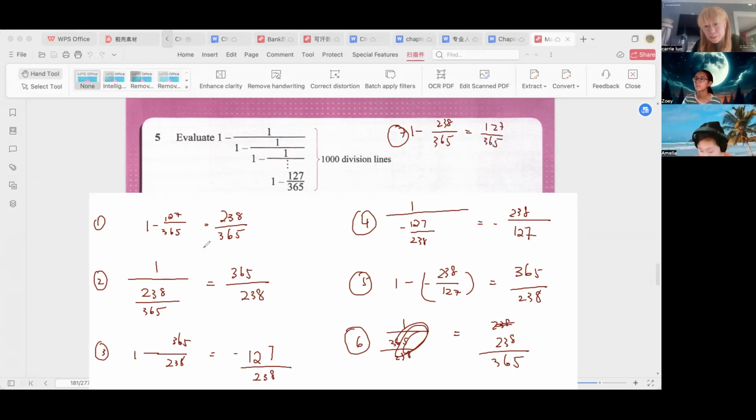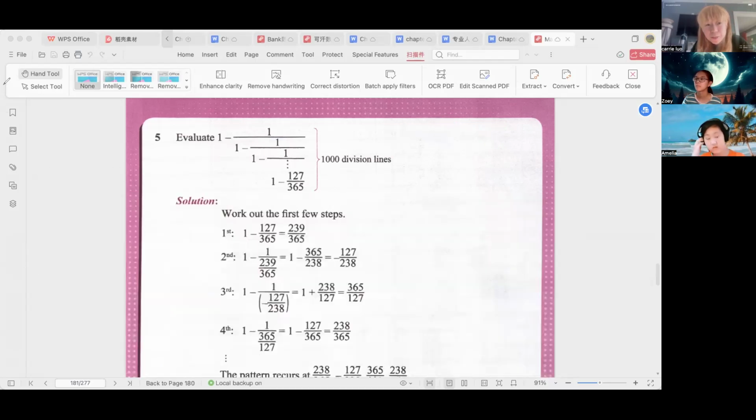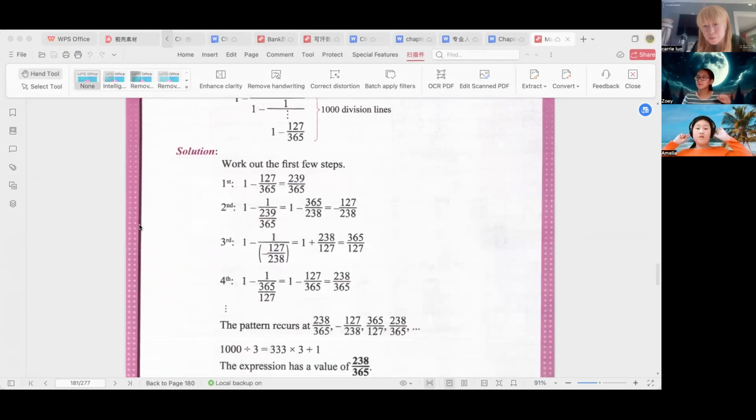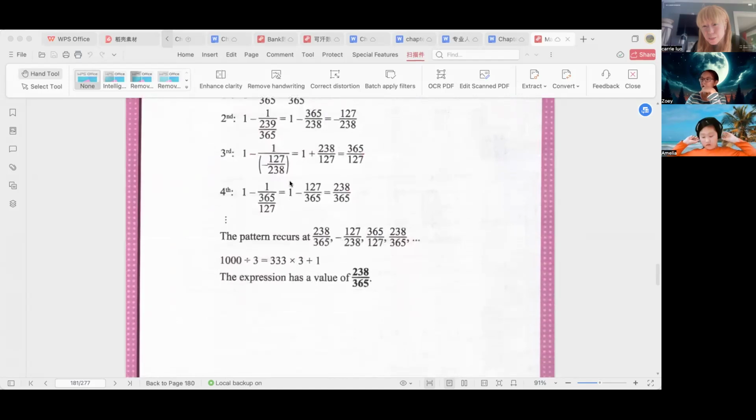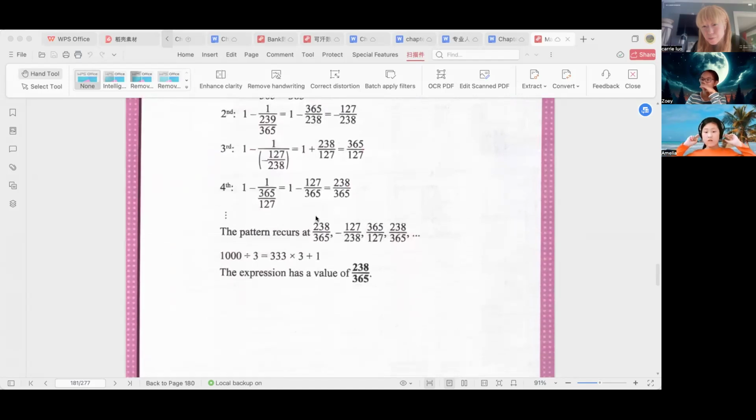So did you notice that? It's back to again. Did you find out the pattern? Sorry, I cannot do this anymore. Kind of, yeah, like that. Did you get it? So every time the pattern recurs at 238 over 365, like this, and back.